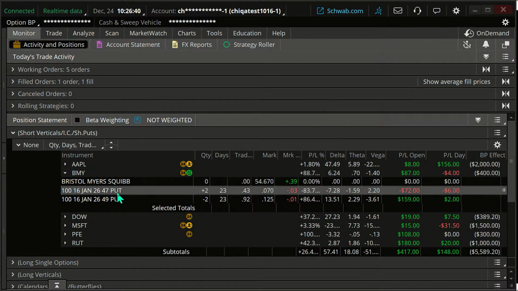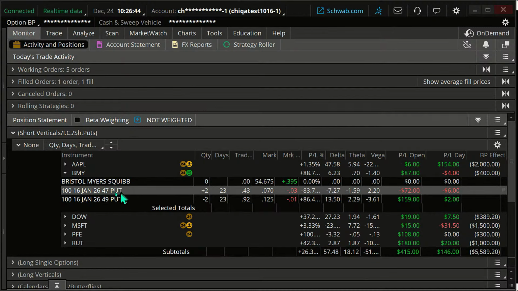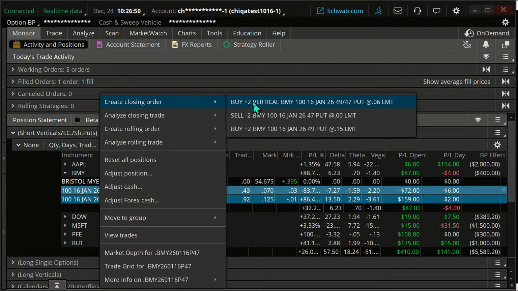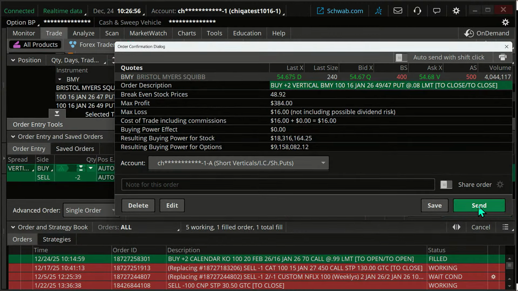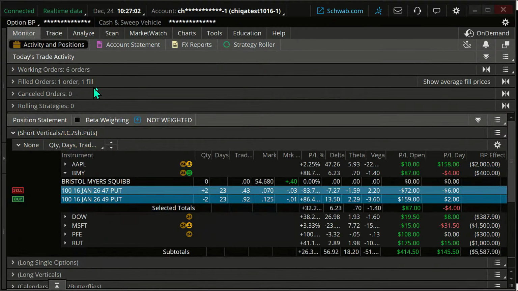And Rocco says, it looks to be at resistance here. Anyway, regardless, I'm getting out of this guy right now, okay? So what I'm going to do is click on it, create a closing order. I'm going to buy this one back. I'm going to buy it back for a little bit more than $5, okay? Maybe it'll be $7 or $8. We'll see. Well, I sent it. We'll see if that fills or not, okay?